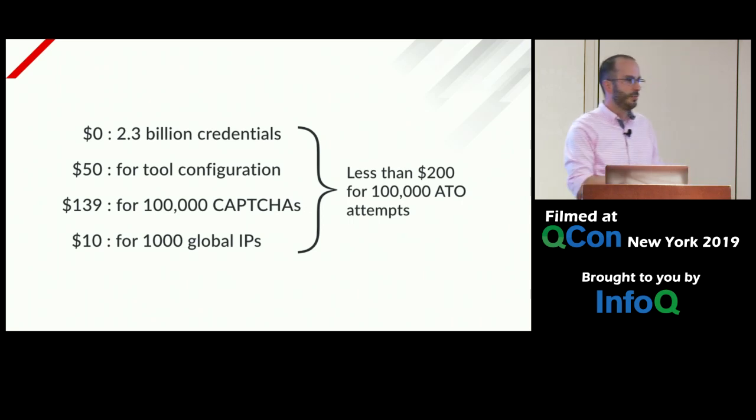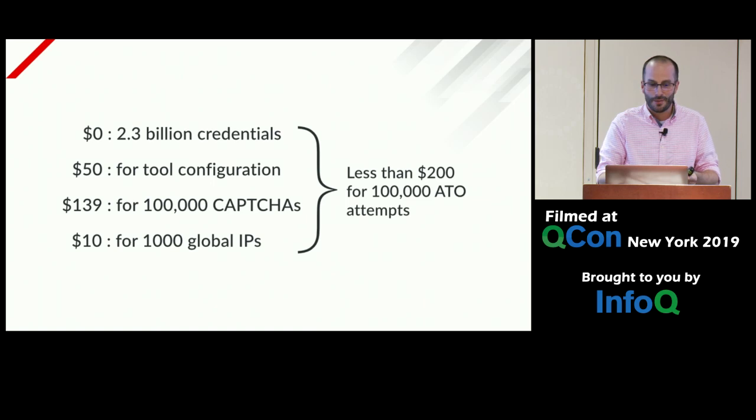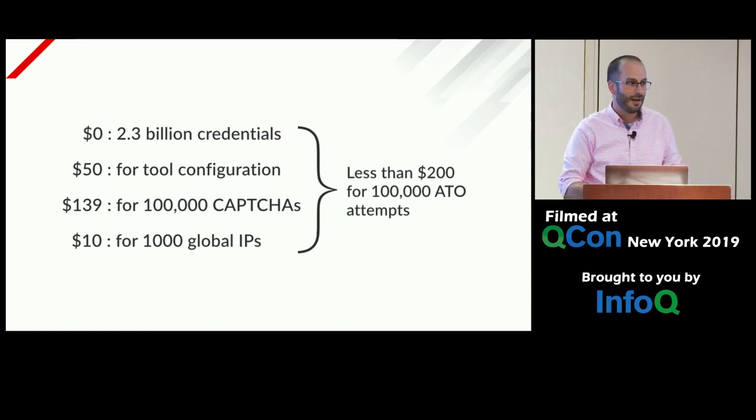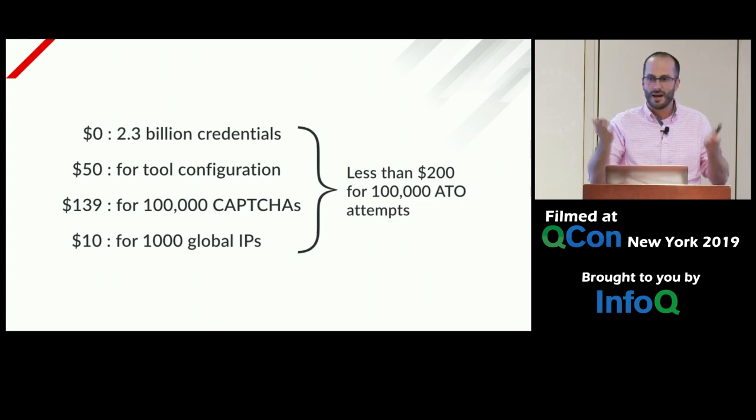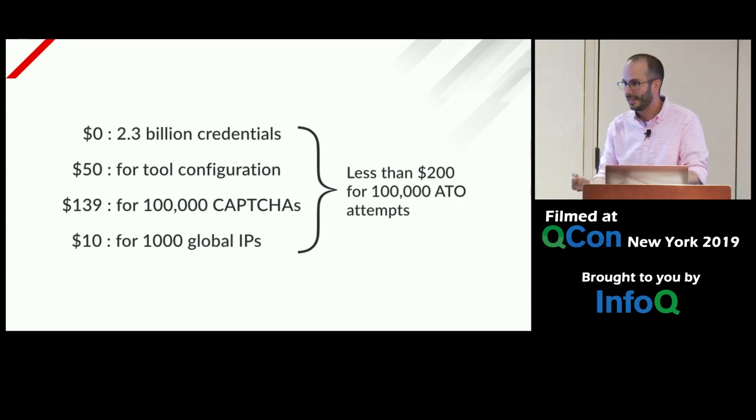Now we could use XEvil, but again, we're entrepreneurial. I mean, why should we waste our time with a substandard success rate when we can pay $139 and get 100,000 solved CAPTCHAs? Now we want 100,000 because we want a substantial attack that gets us something, right? And then we can get 1,000 global IPs for virtually nothing, actually, I think, literally nothing. But if you spend a few bucks, then you can tailor the demographics a little bit more and have less likelihood of getting blocked. So it's less than $200 for 100,000 account takeover attempts.